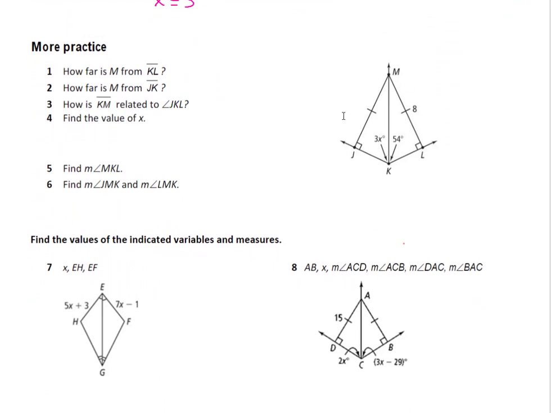So let's look here. How far is M from KL? Now, let's see if this is an angle bisector. So we've got hypotenuse leg congruence. That means that this angle and this angle are congruent to each other, and this KM divides this bigger angle into two equal angles. So KM is an angle bisector of angle JKL. And how far is M from KL?